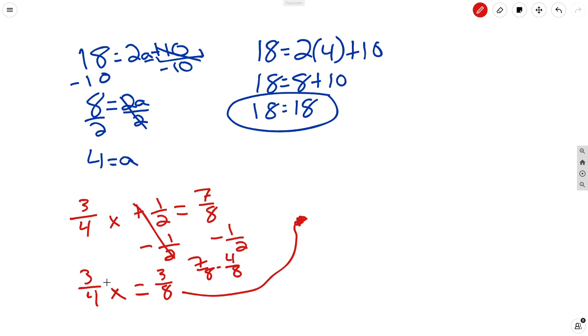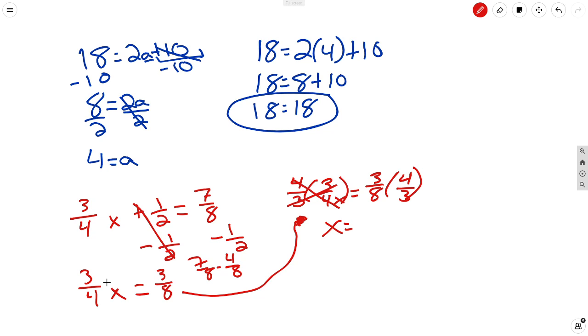Alright. So now we have 3/4 x equals 3/8. So the only thing different with fractions is in order to get rid of this, this is like saying 3 times x divided by 4. So I'm going to multiply by 4, because 4 is dividing x. And then I am going to divide by 3, because 3 is being multiplied by x. So my 4's are going to cancel, my 3's are going to cancel, and I'm going to be left with just x. What I do to one side, I have to do to the other.